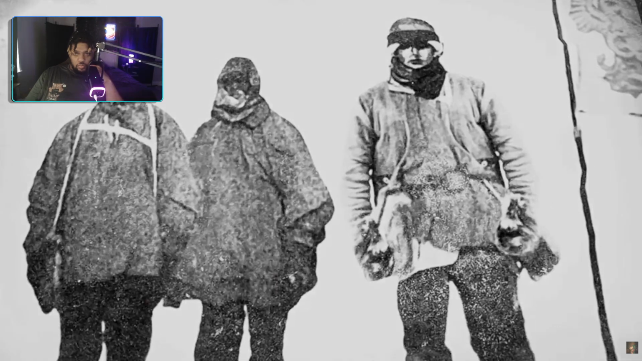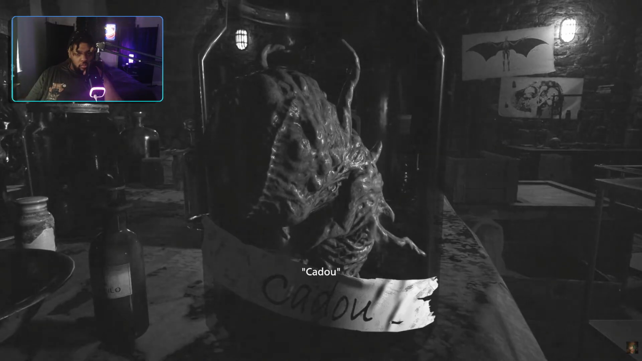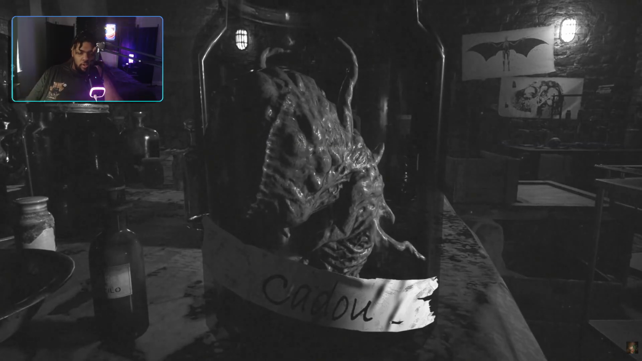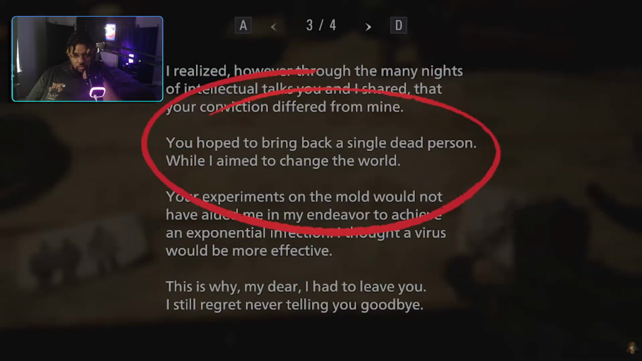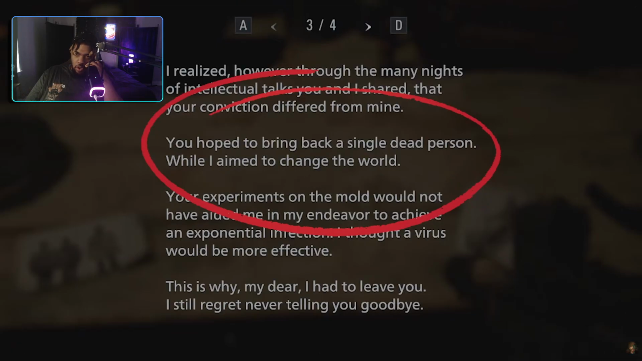Spencer went on his own jaunt across Europe, visiting such places like Romania, where he almost died and visited a small village. He worked with a woman there called Miranda, who was working with a black substance which itself had the ability to mutate. She wished to use this to revive her dead daughter who had died from Spanish flu. Oswell, despite respecting Miranda, parted ways with her as his worldview and his goals were vastly different from hers. Nonetheless, he was inspired. You hope to bring back a single dead person while I aim to change the world.